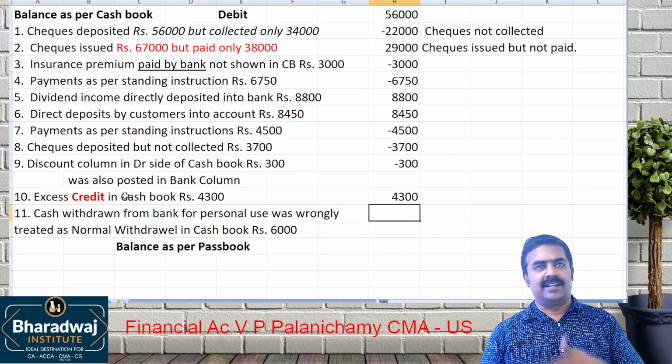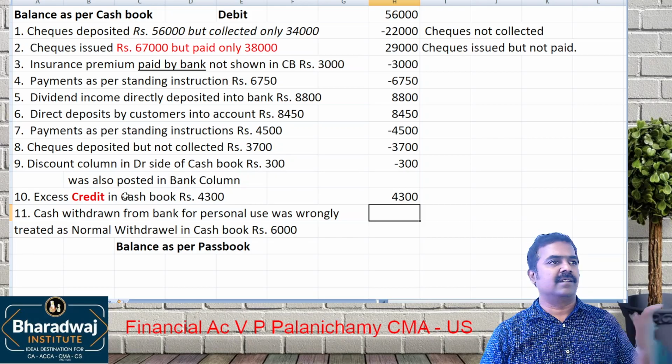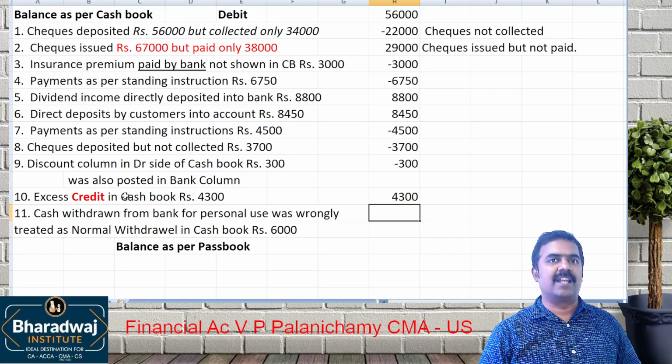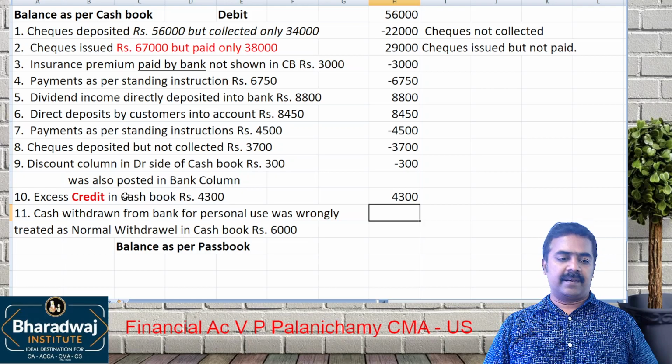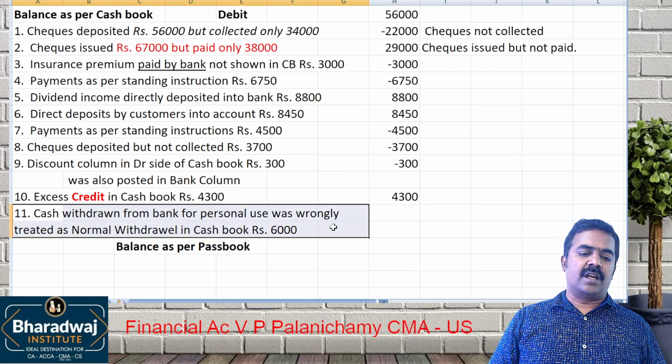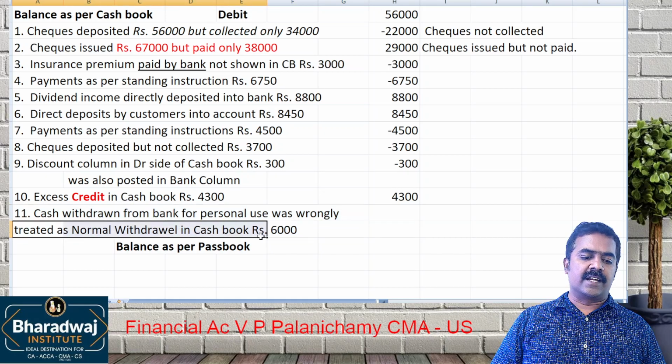Otherwise, on the credit side we have put it, the payment has been recorded wrongly. When you record a wrong payment or wrong amount, what will happen? The balance will be low on the payment side. So our balance will be low because of this. So add back.